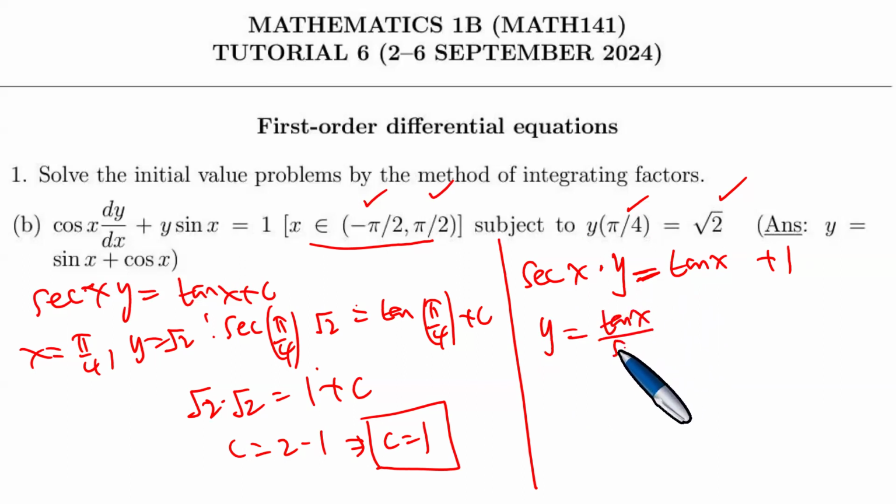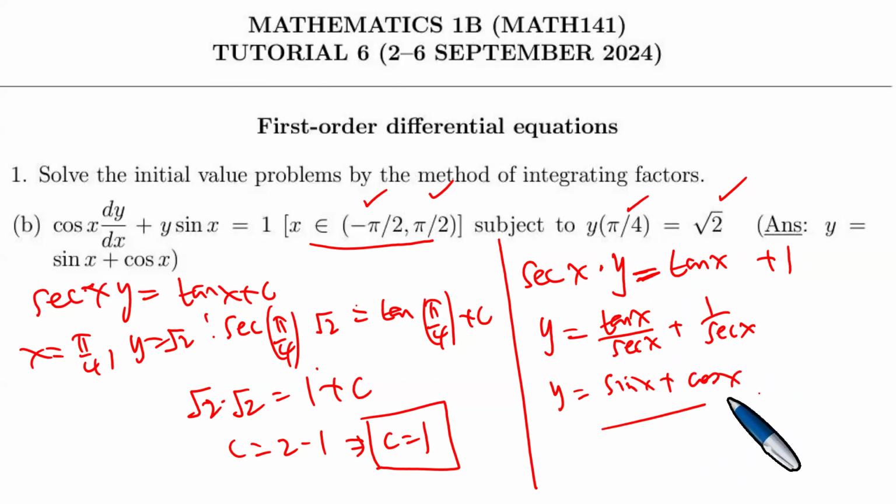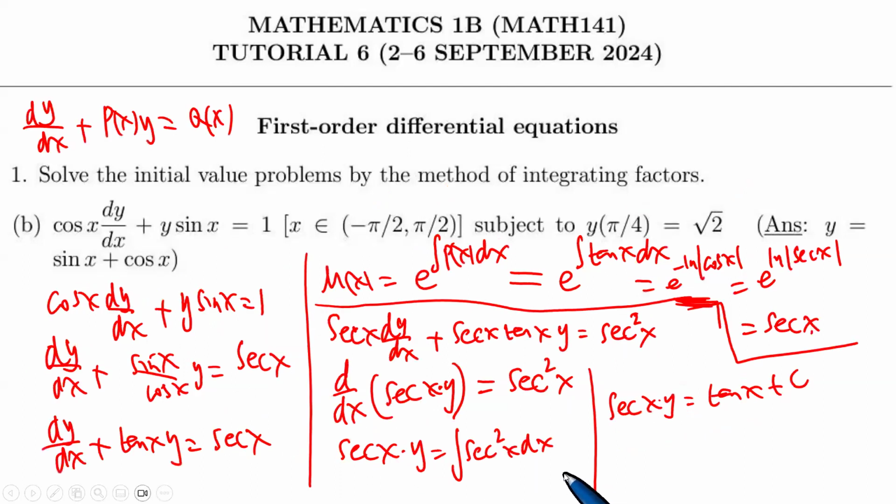So you have this. Now you can divide the tan x by the sec x, which is 1 over sec x. Sine over cosine, this is sine. The secant is 1 over cosine, so this is cosine x, which is exactly this answer. So that is what we have done when we solved this particular problem.